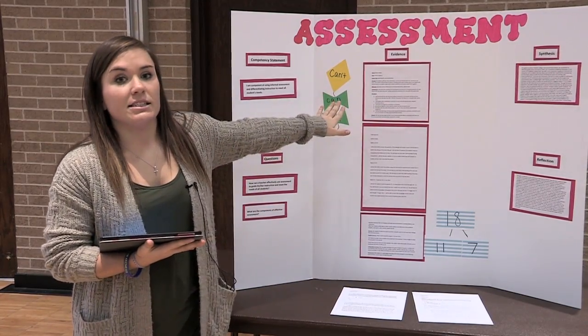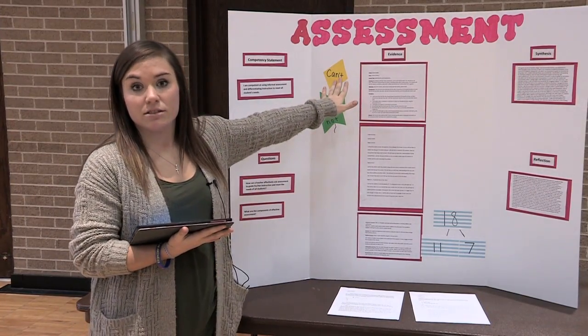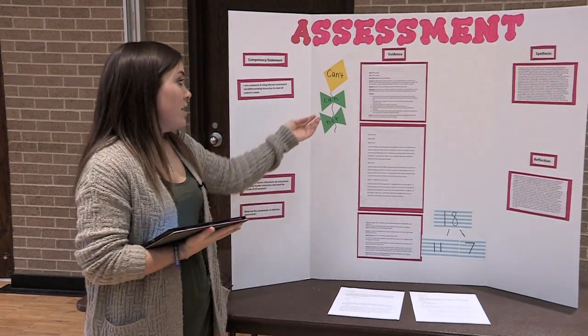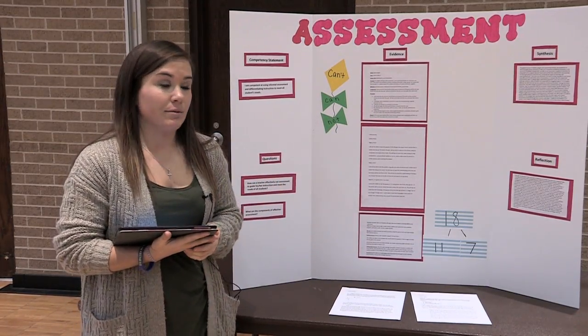So the objective of the lesson was I would give them a kite that they had to make. The top piece was the contraction, so in this case it would be can't. And then on the two bows beneath that, they would write the two words that make that contraction.